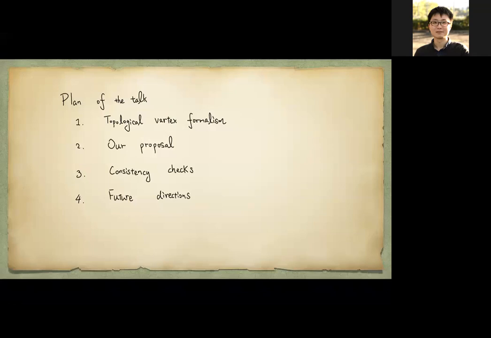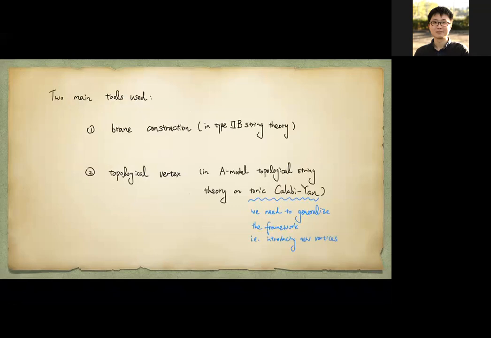Let me explain the two tools used in this talk. There seems to be a little lag between my iPad and this Zoom presentation. I'm not very sure. So let me be a little slow.